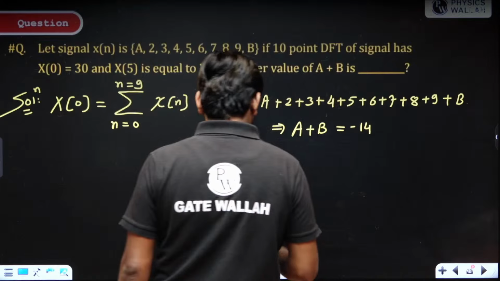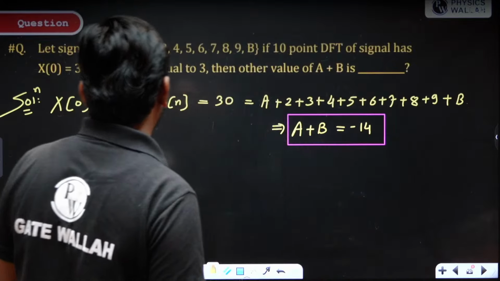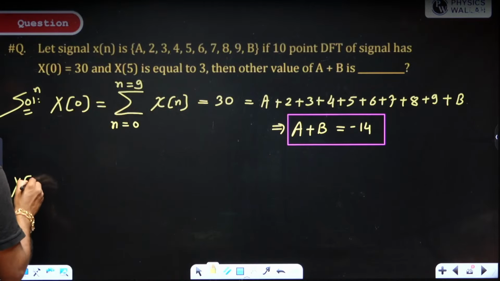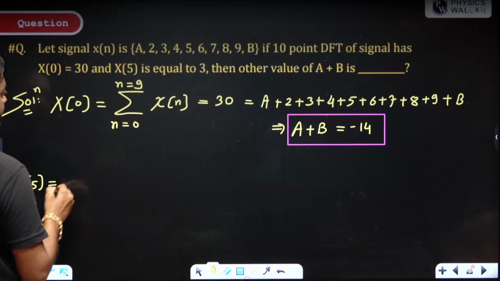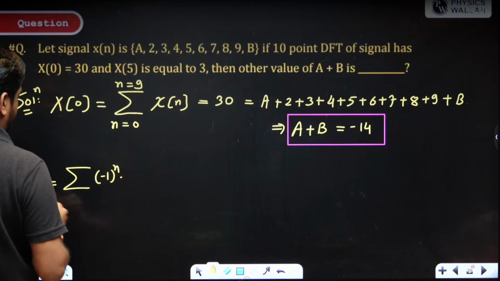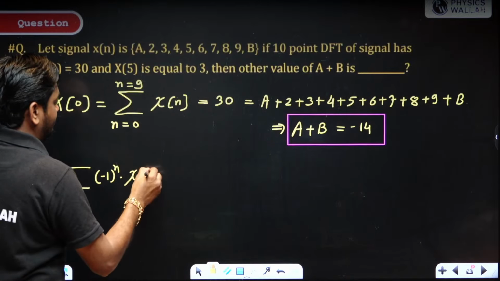But suppose they're asking the value of a and b, guys. Then the second thing is given X of 5, guys. That is the half point DFT, guys. See, X of 5, half point DFT. That is alternate sum and subtraction, guys. This is N by 2, guys. Half point DFT, alternate sum and subtraction.